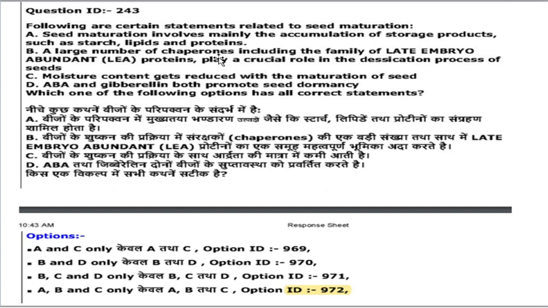Next, moisture content gets reduced with the maturation. So as a seed is getting matured, it is entering into the later stage. In the later stage, the desiccation of seed will be occurring. Next, ABA and gibberellin both promote seed germination. Of course, ABA promotes seed dormancy, but if you take gibberellin, it will promote seed germination, not seed dormancy.